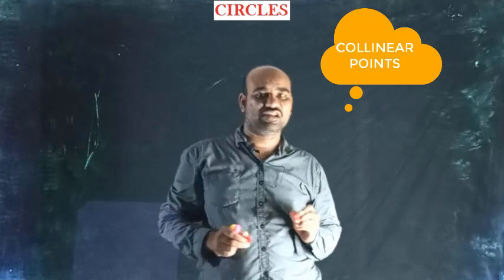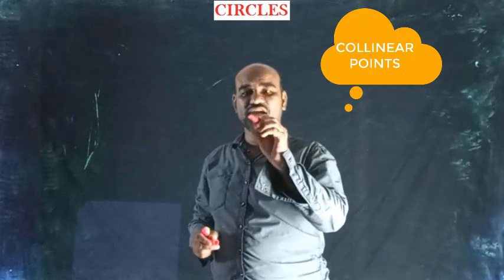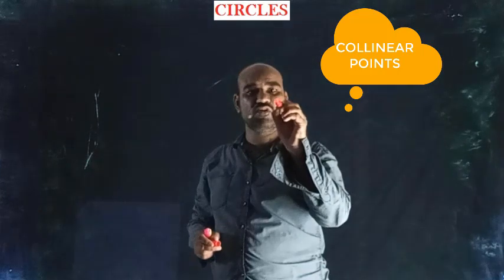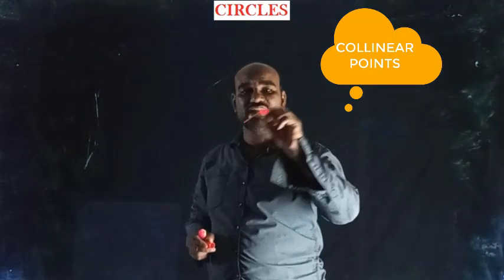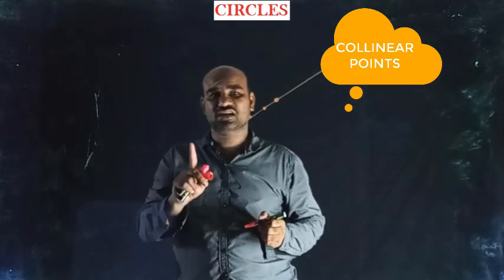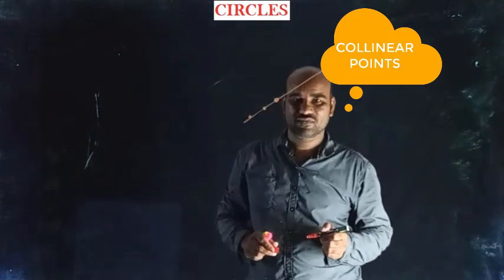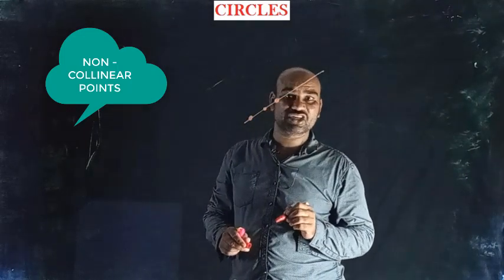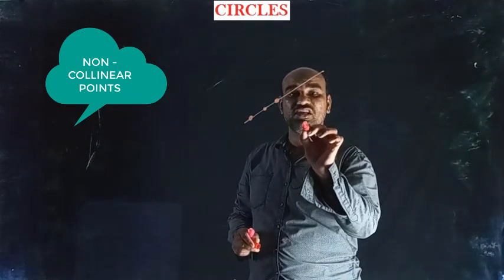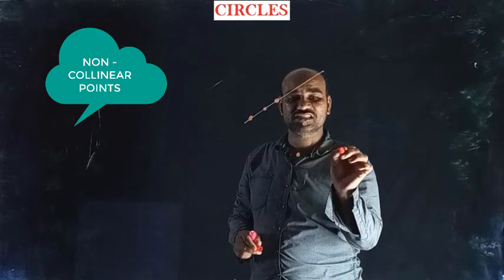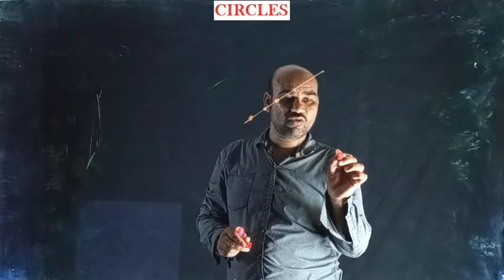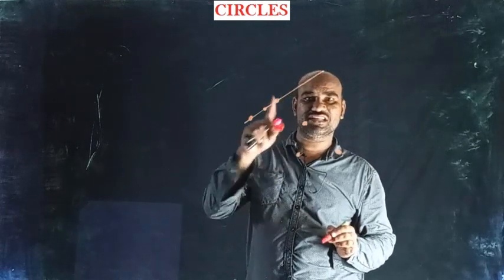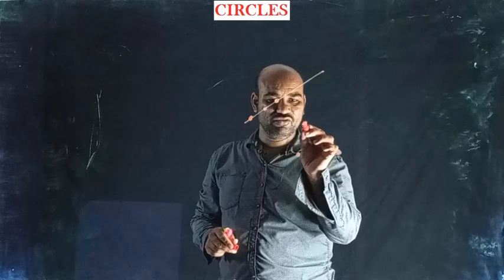Collinear points or non-collinear points. Three or more points lying on the same straight line are called collinear points. Three points are said to be non-collinear when they are not lying on the same straight line. Already you know that through three non-collinear points you can draw a unique circle.